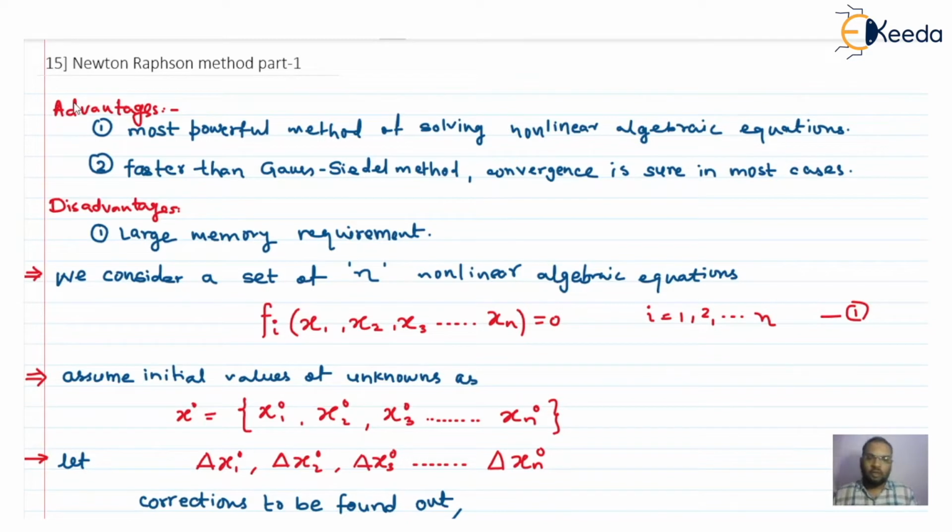The Newton-Raphson method is one of the iterative methods, or numerical methods, to solve nonlinear equations. Of course, you might have studied this Newton-Raphson method in your mathematics subjects. Talking about its advantages, it is the most powerful method for solving nonlinear algebraic equations. I must underline here the term nonlinear algebraic equation.